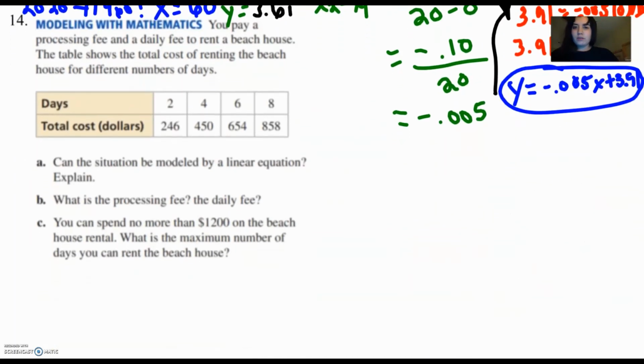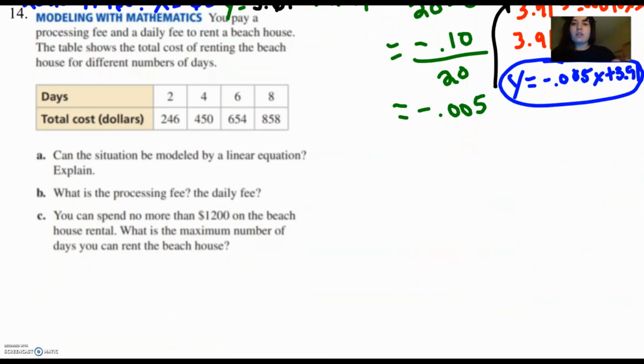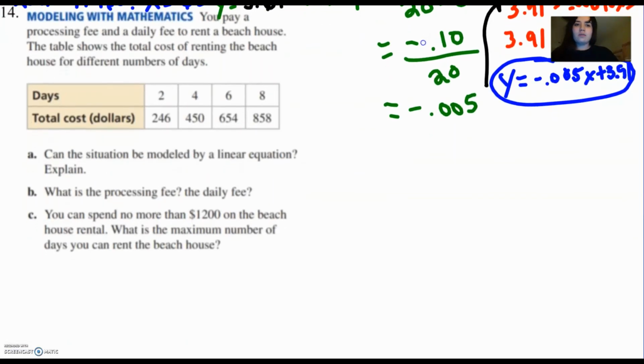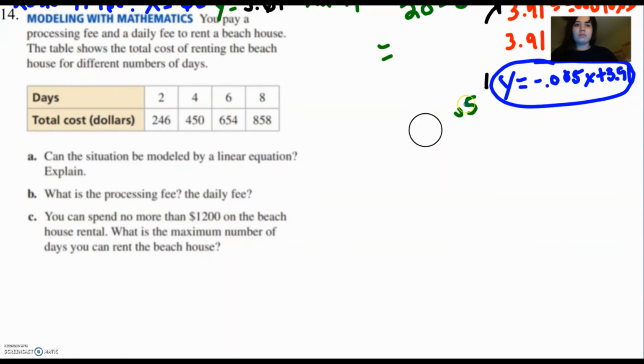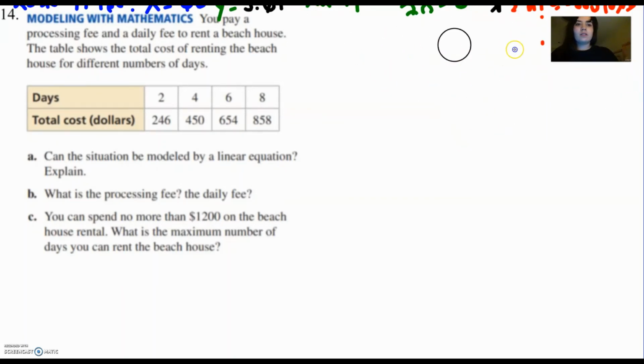For 14, we're going to do a very similar process. Here we go. So you pay a processing fee and a daily fee to rent a beach house. The table shows the total cost of renting the beach house for different numbers of days. Can the situation be modeled by a linear equation? Explain. What is the processing fee, the daily fee, and if you can spend no more than $1,200 on the beach house rental, what is the maximum number of days you can rent the beach house?